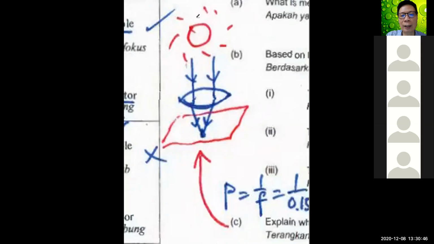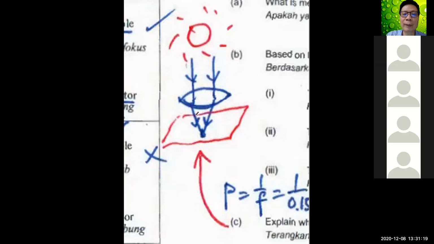So this is the sunlight. This is a convex lens. What this convex lens does is focus the sunlight. When the sunlight comes from the sun and passes through the lens, the lens will converge the light. This is a converging lens. It will focus all the light to a point. When all the light is focused to a point on the paper, it carries a lot of heat energy from the sunlight, right?